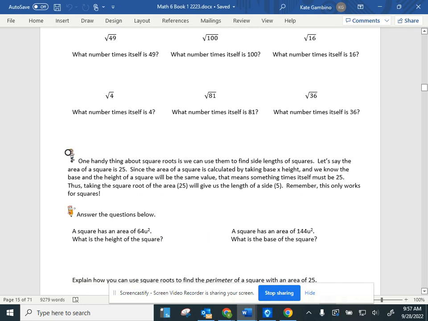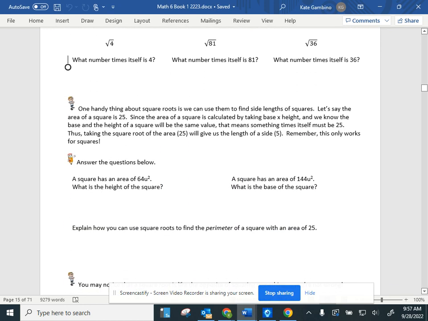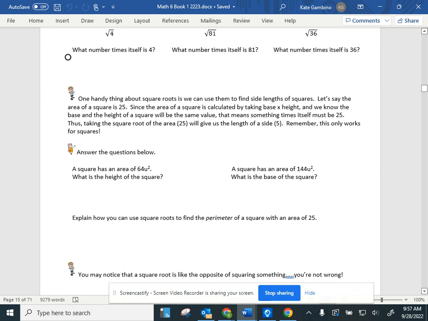Then we have one handy thing about square roots: we can use them to find sides and lengths of squares. Let's say the area of a square is 25. Since the area of a square is calculated by taking base times height, and we know the base and the height of a square will be the same value, that means something times itself must be 25. Because remember, area equals length times width, and if it's a square, the length and the width, the sides of a square, are all the same size.